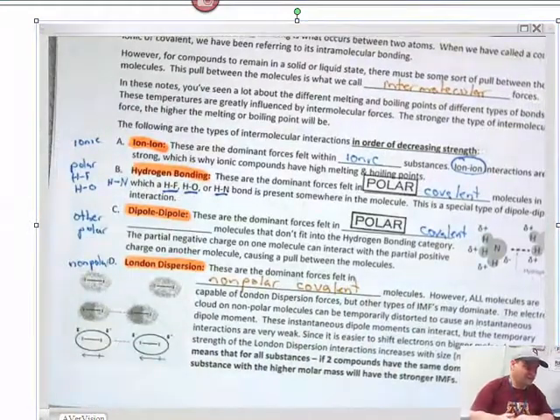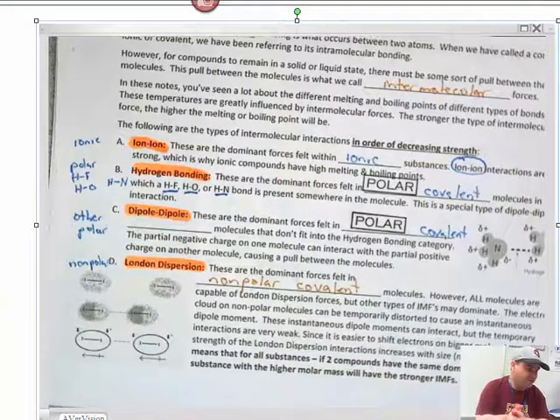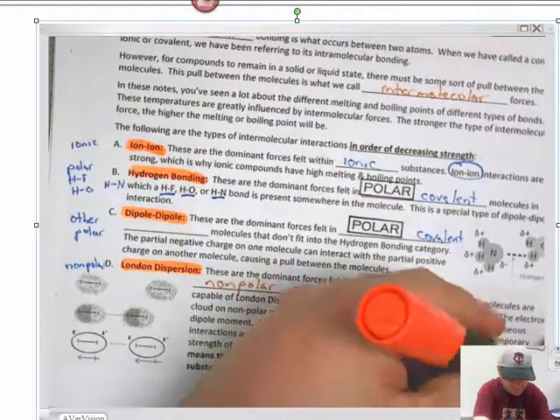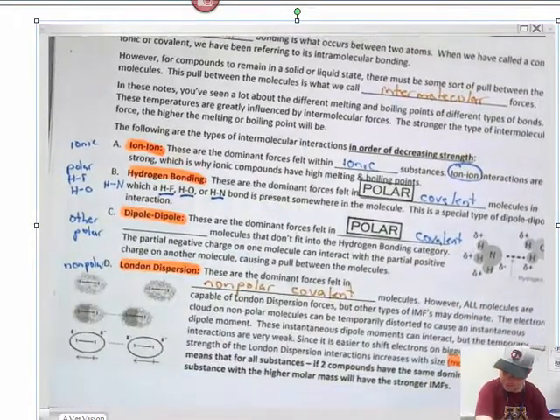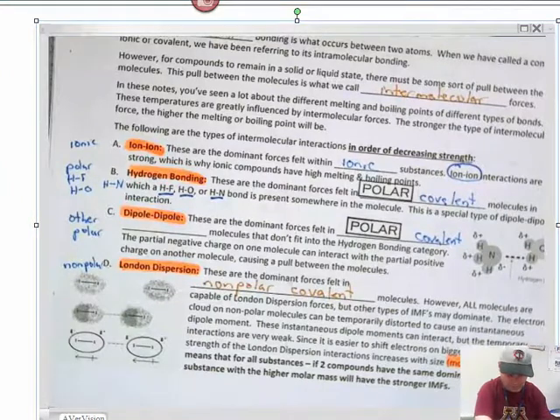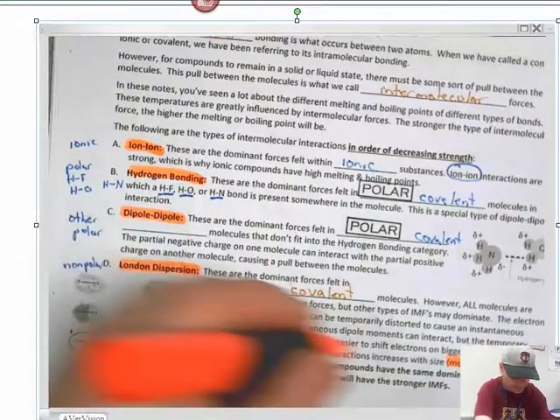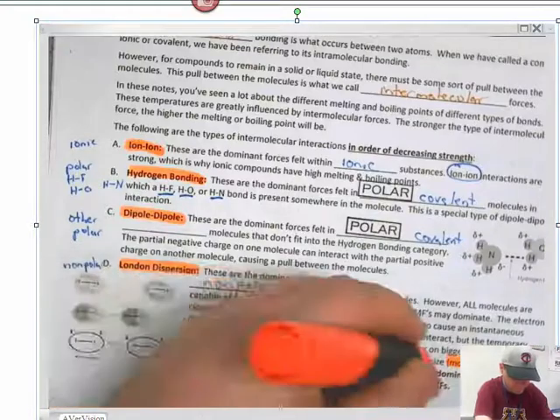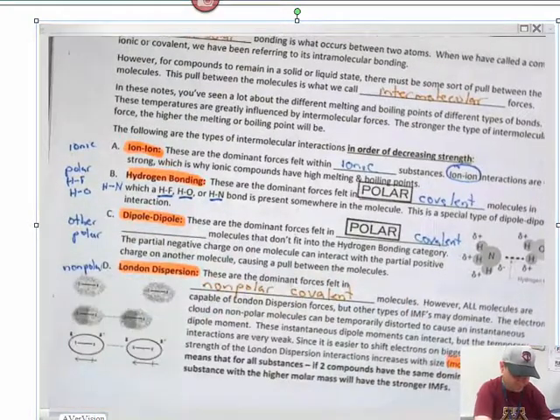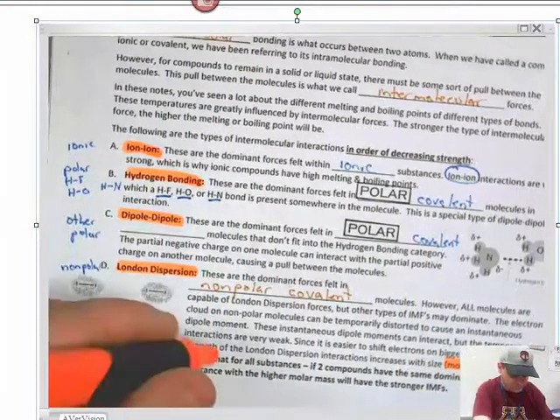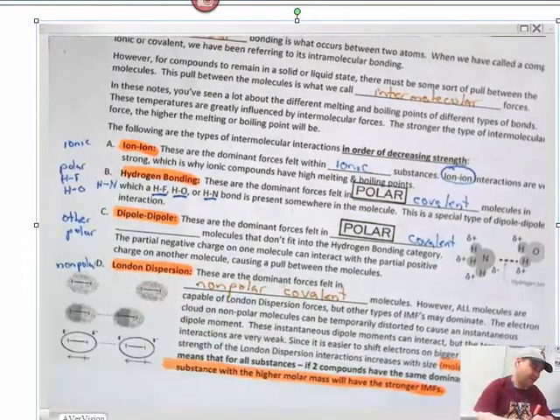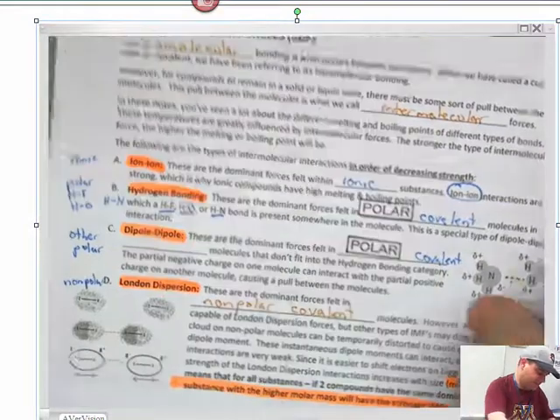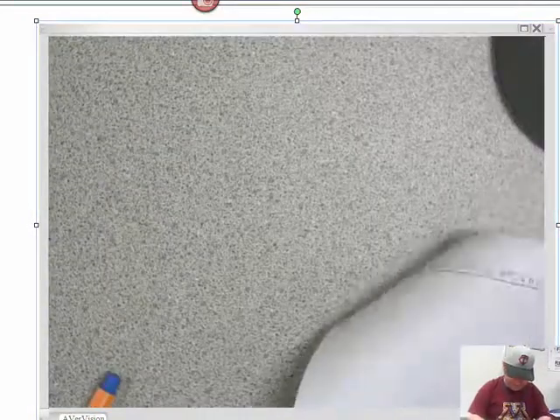And then also to do London dispersion, you have to look at molar masses as well. If it has a lower molar mass, that means it is weaker. The higher molar mass will have the stronger IMFs if you're comparing the same things. Okay, let's go to the next page.